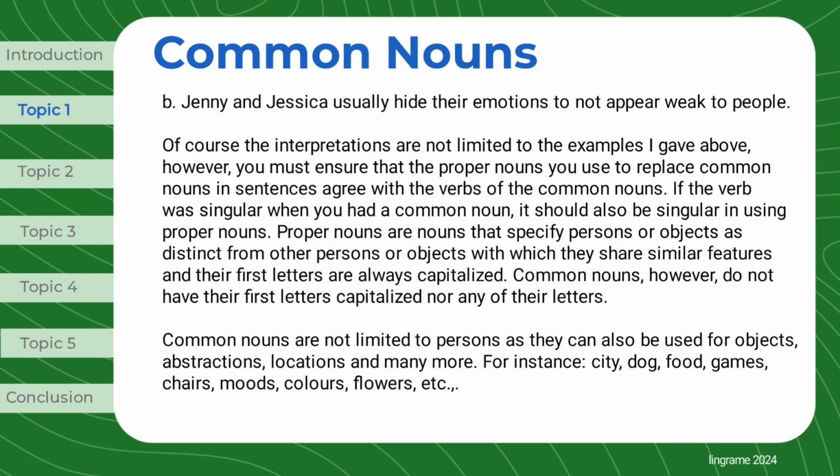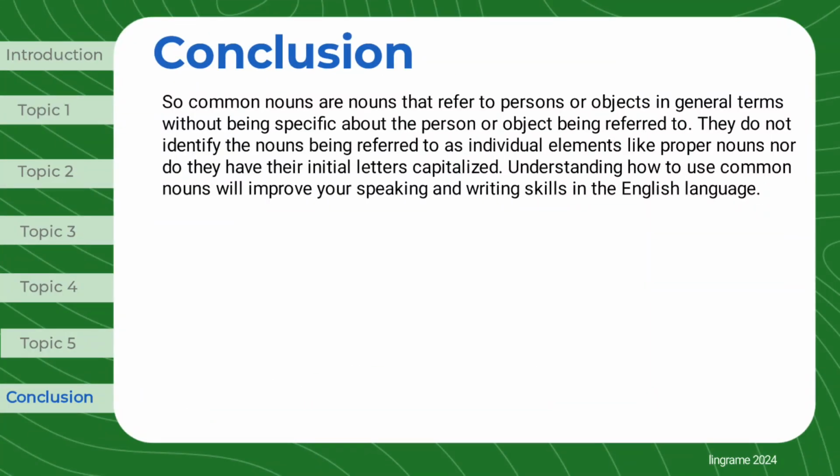Common nouns are not limited to persons, as they can also be used for objects, abstractions, locations and many more. For instance, city, dog, food, games, chairs, moods, colors, flowers, etc. So common nouns are nouns that refer to persons or objects in general terms without being specific about the person or object being referred to.